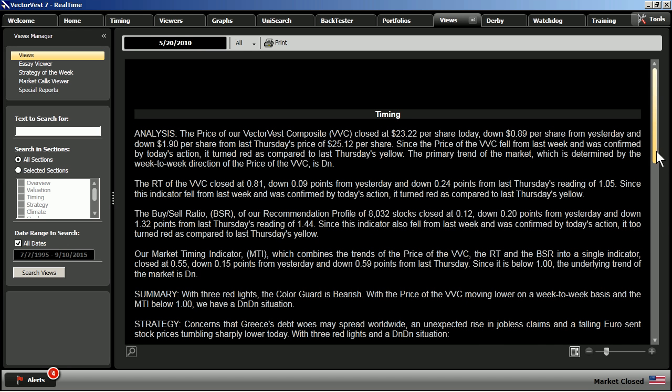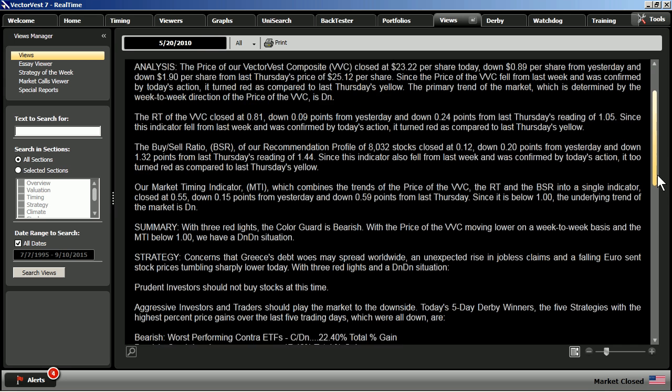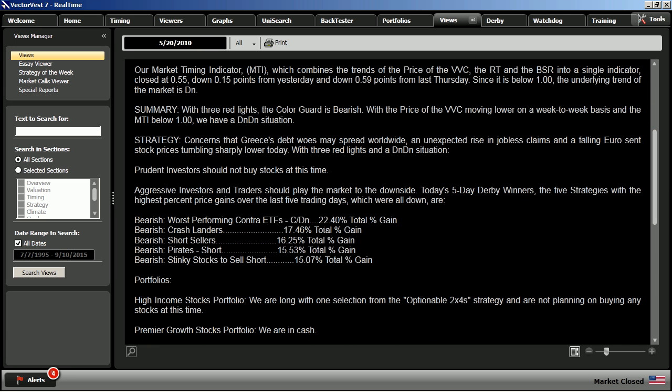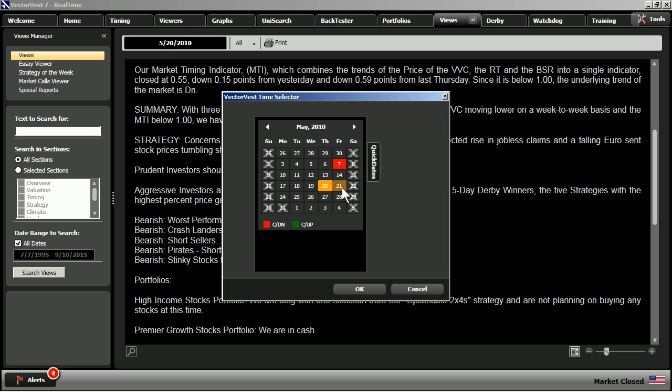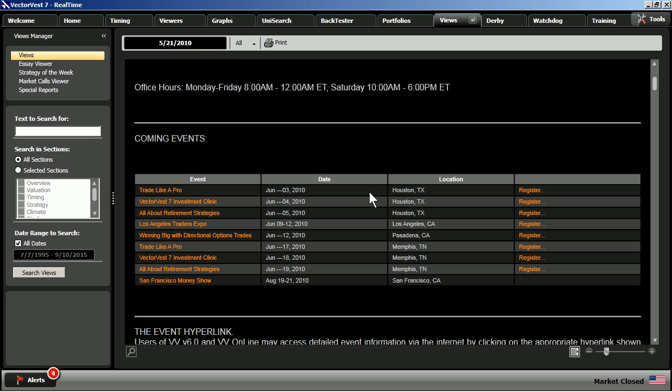And each evening in the VectorVest views on Friday nights in the strategy section, we're able to see the top Derby winners, or the best performing strategies on that particular day. In this case, they were all bearish, and so our signal to start our bottom fishing method was not in place. We would simply wait till the next day, take a look at the VectorVest views.